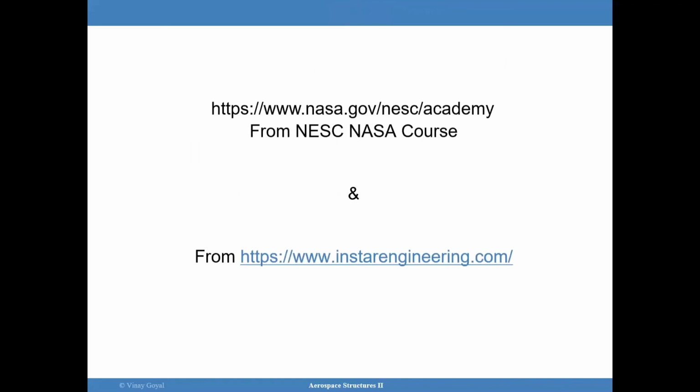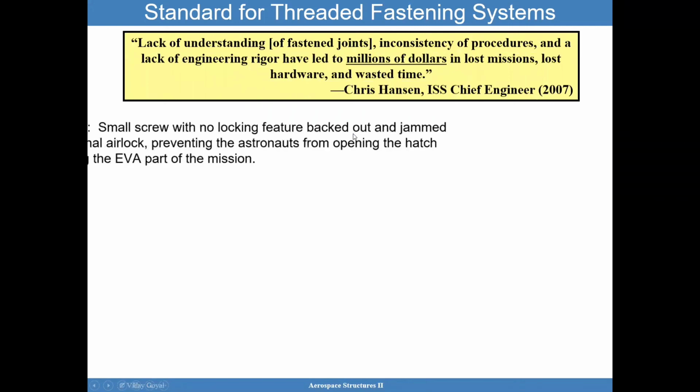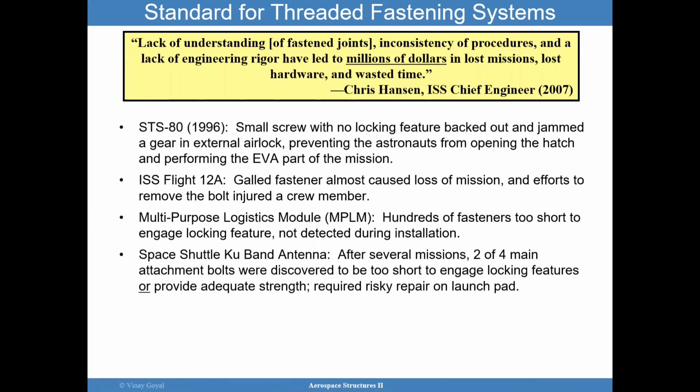Here's a top-level view of lessons learned from the NASA NESC course on bolted joints and some preview material from Instar Engineering relative to bolted joint designs. So here we continue with why it's important to look at these standards.